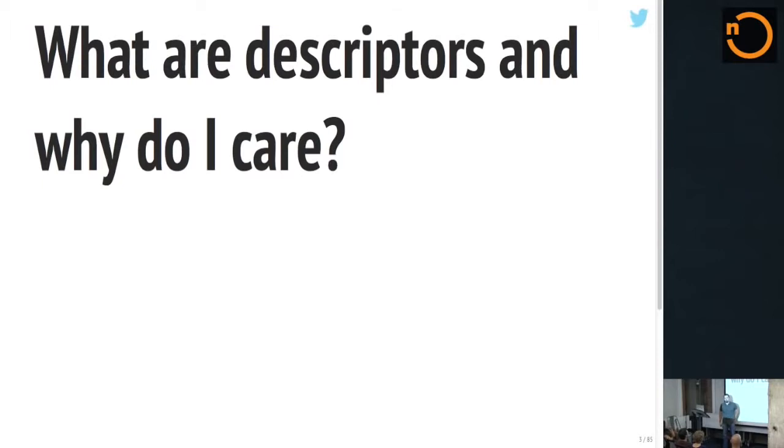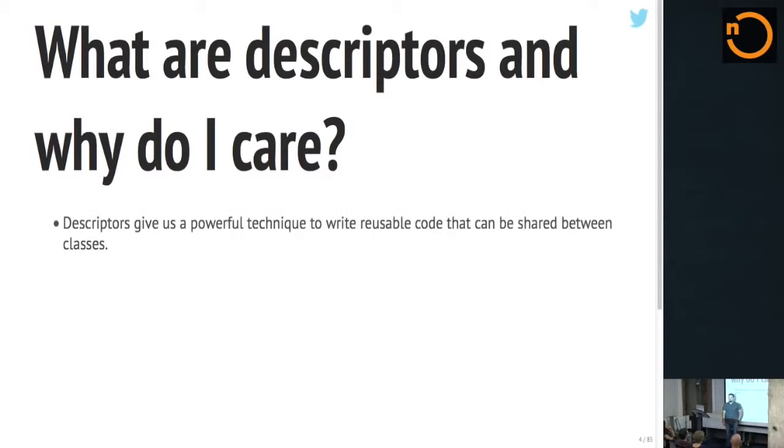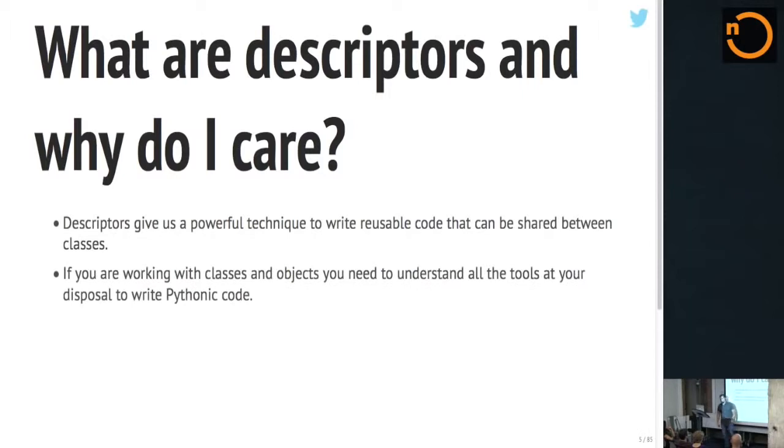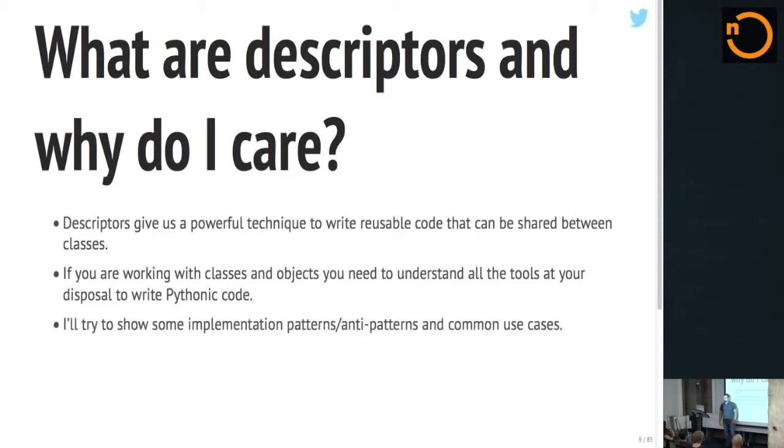So I don't know, maybe this would have been a better title: What are descriptors and why do I care? The idea with the talk tonight is that descriptors give us a powerful interface to write reusable code that can be shared between classes, totally not in an inheritance sense. We'll see what that means. If you're working with object-oriented Python code, you need to understand how descriptors work, even if you're not going to write any yourself. And it might turn out that it's useful for you to write some descriptors yourself. So we're going to talk through some implementation patterns and anti-patterns and some use cases, as well as explain, again, what the heck descriptors are in the first place.